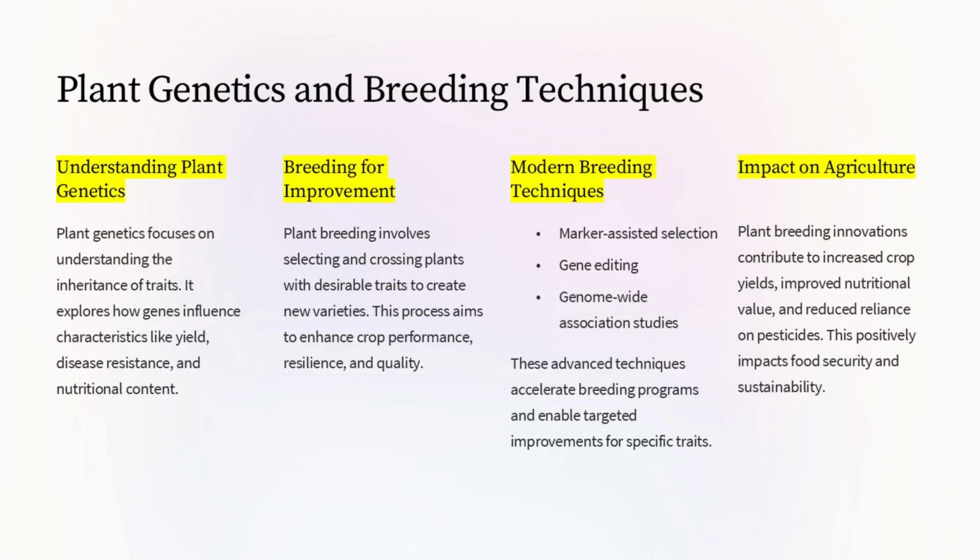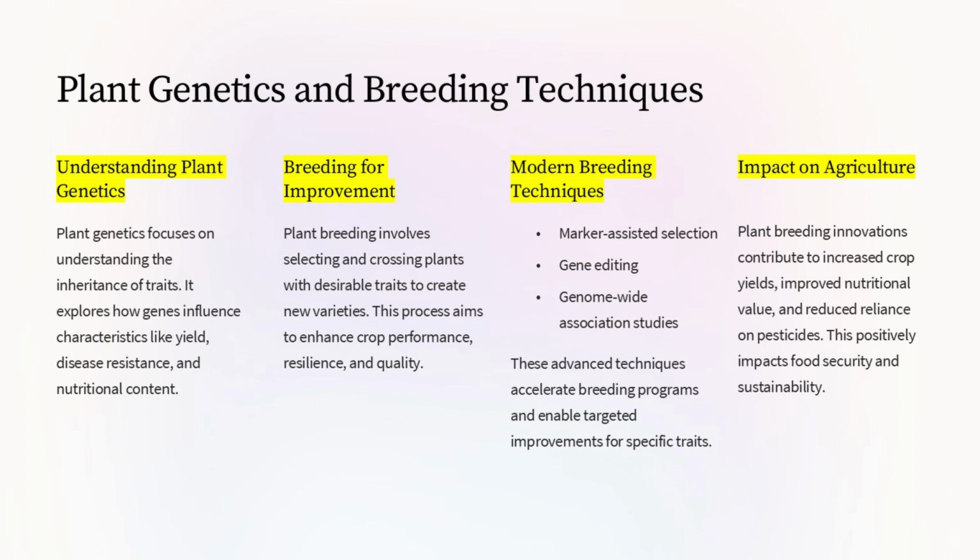Plant genetics is the study of how genes influence important plant characteristics like yield, disease resistance, and nutritional content. Plant breeding involves selecting and crossing plants with desirable traits to create new and improved crop varieties.